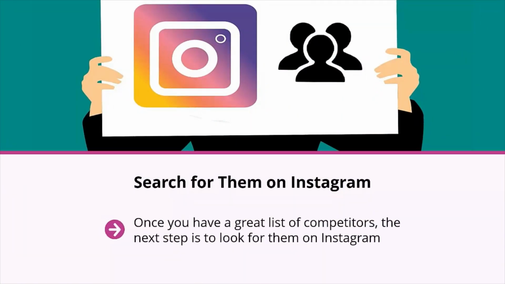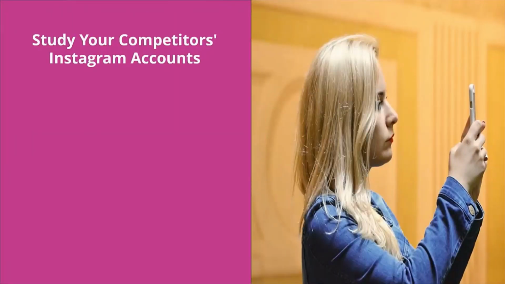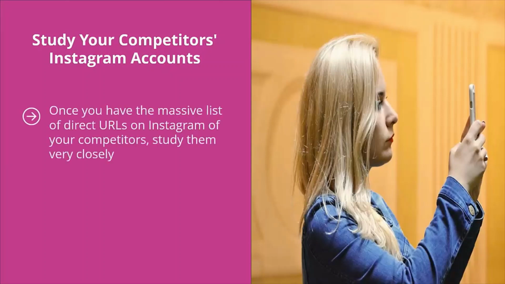Once you have a great list of competitors, the next step is to look for them on Instagram. Do they have Instagram accounts? If they do, come up with a big list of competitors there as well. Study your competitors' Instagram accounts. Once you have a massive list of direct URLs on Instagram of your competitors, study them very closely.